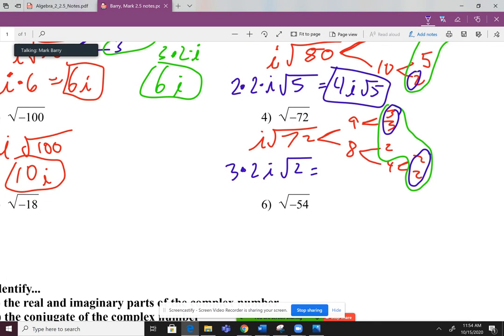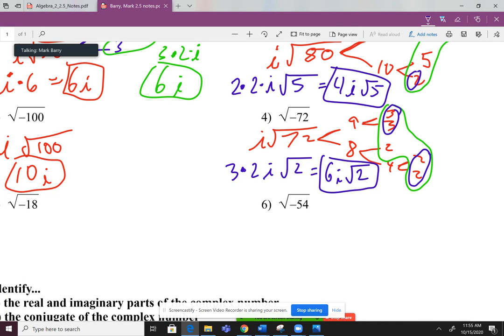Y por eso nuestra respuesta final es 6i por la raíz cuadrada de 2. In English, that would be 6i times the square root of 2. So if I would have just had square root of 72, that would have been 6 rad 2. So now it's the square root of negative 72. It's just 6i rad 2.